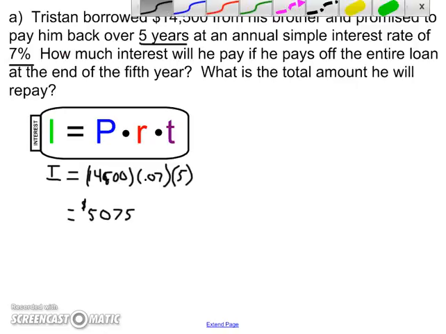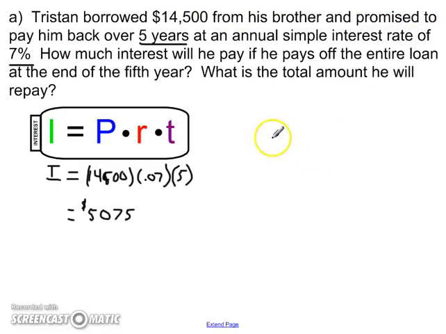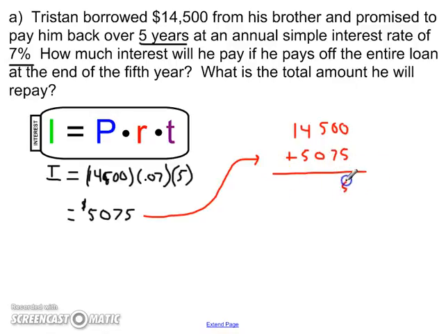Now the second part of the question is how much will he have to repay? Well, he will have to repay the principal, which was the $14,500, plus the interest. So this $5,075 has to be added to how much he pays. Our total payoff amount when all is said and done will be $19,575. So the total amount of repayment is $19,575.